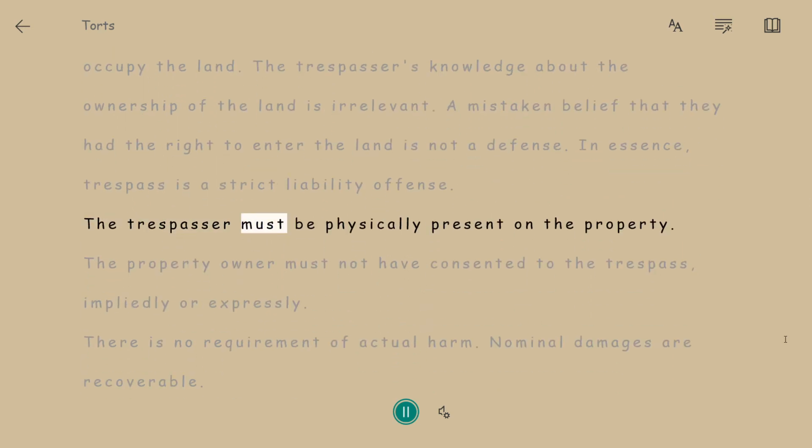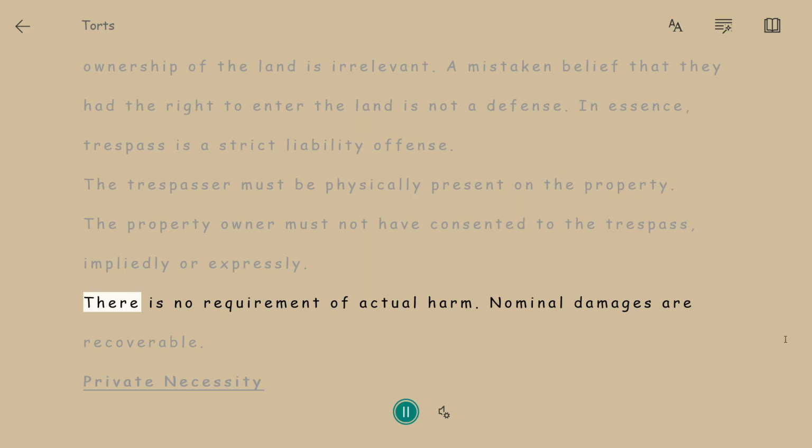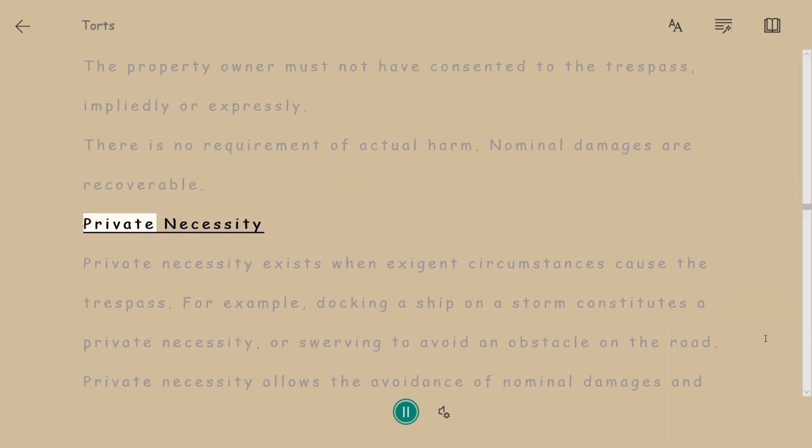The trespasser must be physically present on the property. The property owner must not have consented to the trespass, impliedly or expressly. There is no requirement of actual harm. Nominal damages are recoverable.